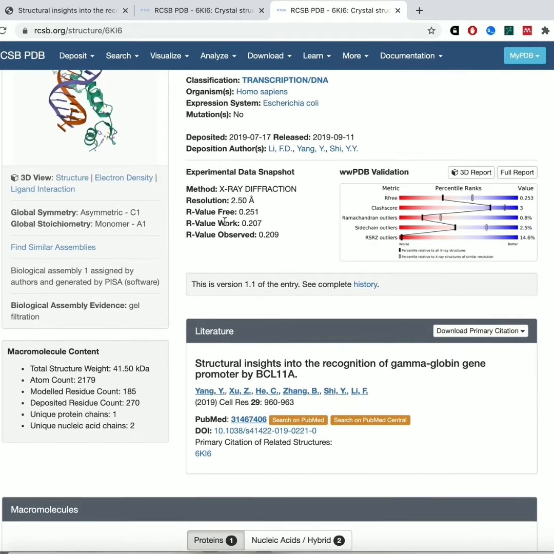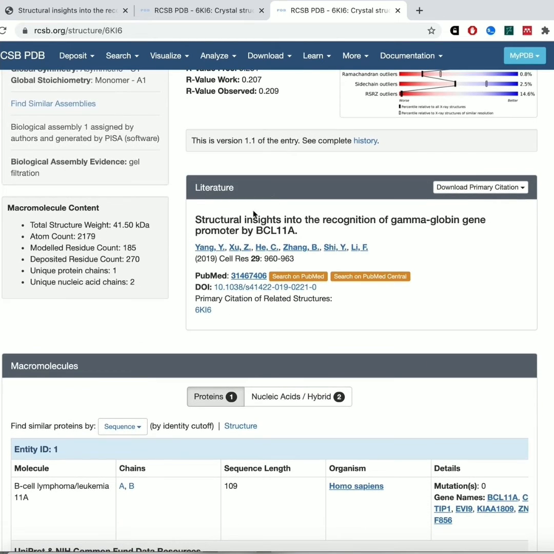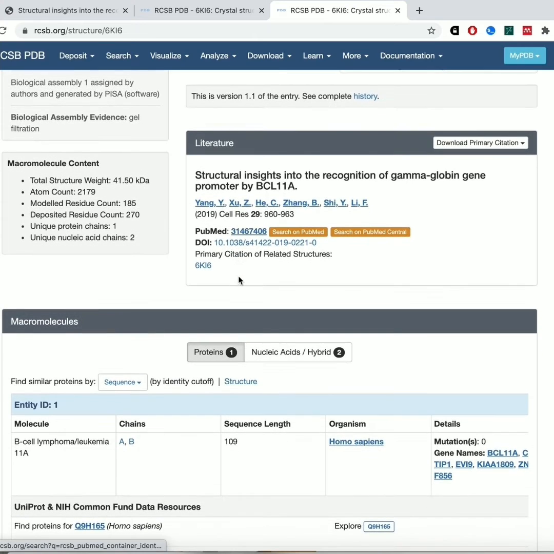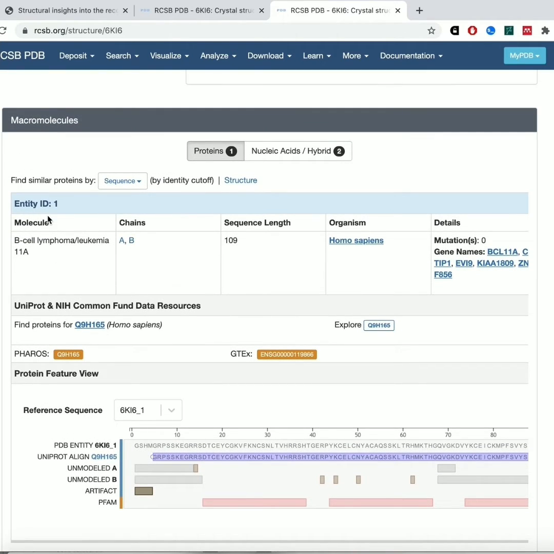And then we'll get back to this part here, which is telling you about the quality of the structure. Then it gives you the information for the associated paper, as well as a list of what is in here. So you can see the molecule. This is the B-cell lymphoma leukemia 11A, the BCL11A that we were talking about before. And it has these two chains, which we'll talk about. Those are just different copies of the same protein within this.